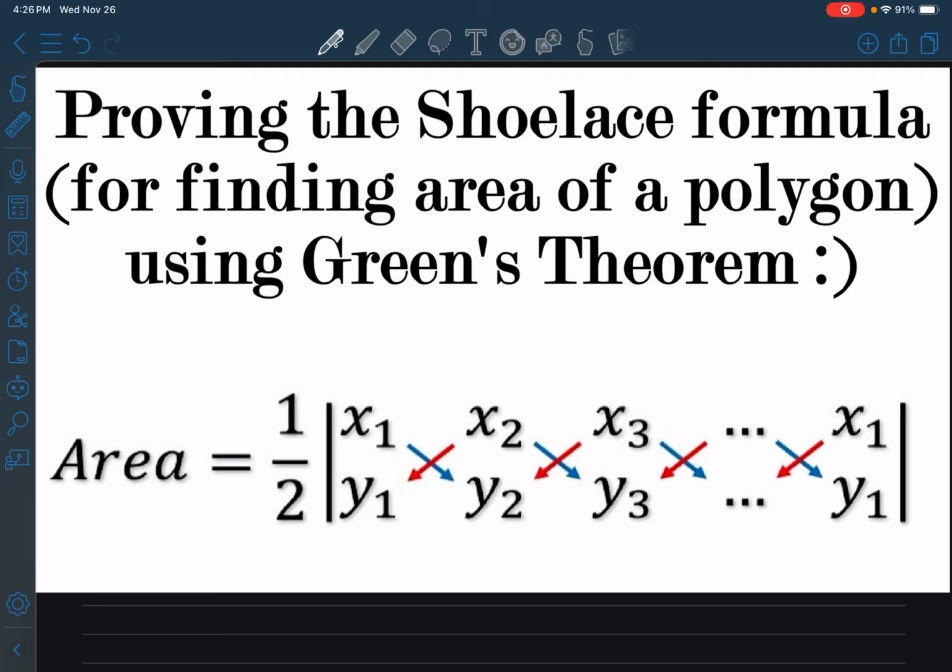In this video, we will try to prove the Shoelace formula, which is used for finding the area of any polygon if we know their coordinates. And we will try to prove it using Green's theorem, which you might have learned in calculus 3, which helps us change the circulation integral to the integral of a curl over the domain. Okay, so first of all, let's see what the Shoelace formula is.